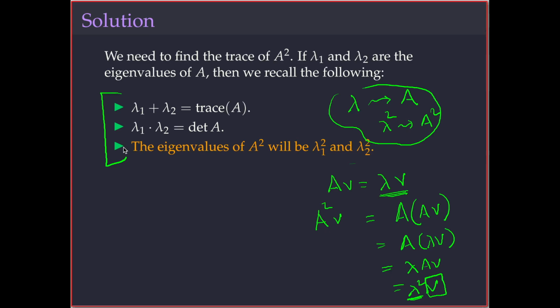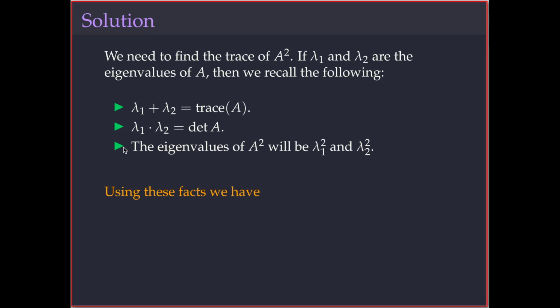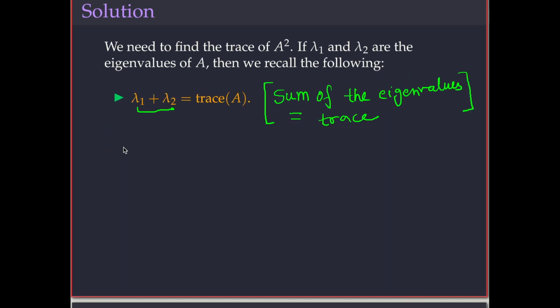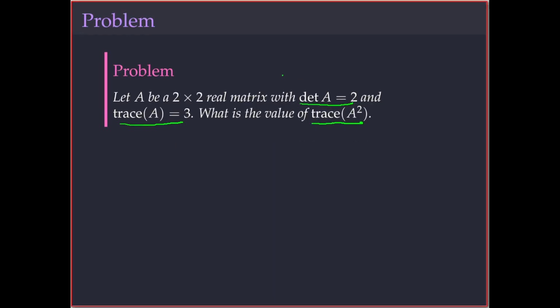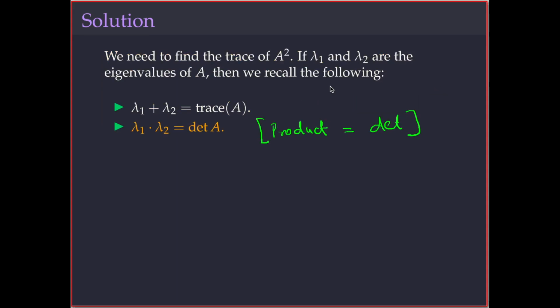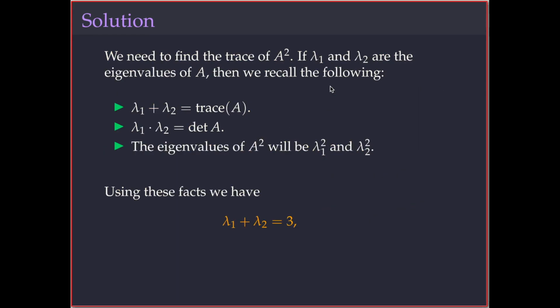So if you were not able to solve the problem before, just pause the video and try to use this property and solve the problem. Okay, so let's see. Using this fact, in the problem you see that the trace equals 3 and the determinant equals 2. So lambda 1 plus lambda 2, which equals the trace, which equals 3, and lambda 1 times lambda 2, which equals the determinant, which is given as 2.